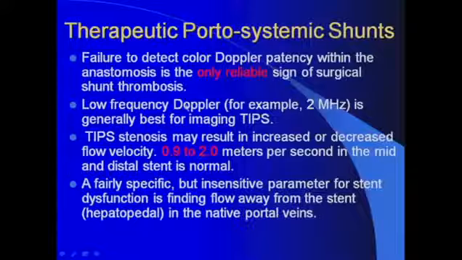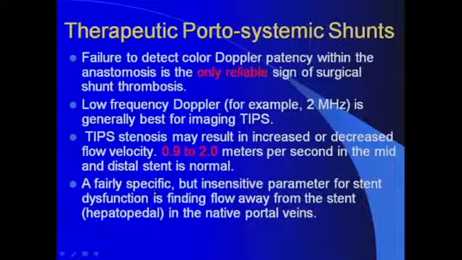We know that low frequency Doppler, about 2-3 megahertz, will be best for imaging these TIPS. The reason is that they are going to be deep in the liver, and the only way to get to these appropriately is via intercostal approach. Now, TIPS stenosis may result in increased or decreased flow velocities. There's a big variation in the literature about what is normal and what is abnormal, but I think a generally accepted rule is if your velocity is between 90 and 200 centimeters per second in the mid and distal stent, then the TIPS is most likely patent and open.